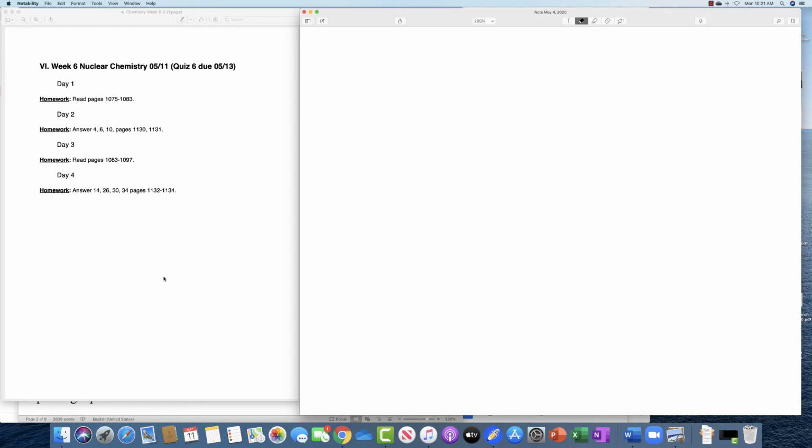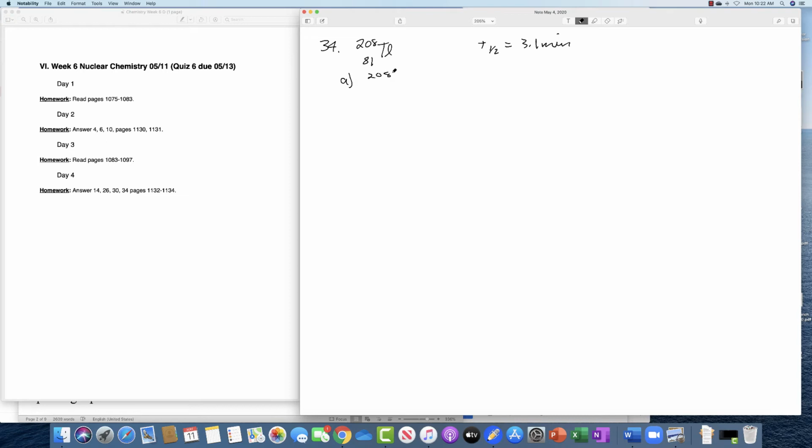Now the last homework problem is number 34. And number 34 states that the isotope of thallium, 208, undergoes beta decay with a half-life equal to 3.1 minutes. Okay, if we look at the periodic table, we find that it has an atomic number of 81. So the first question is, what does this beta decay look like?